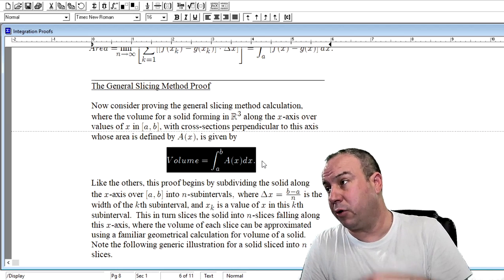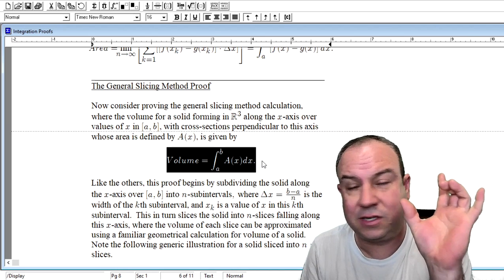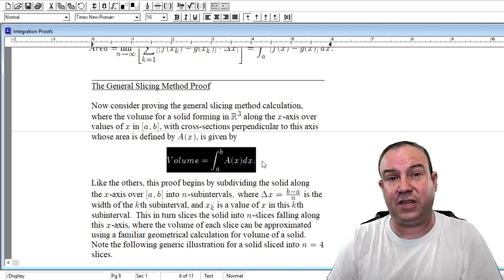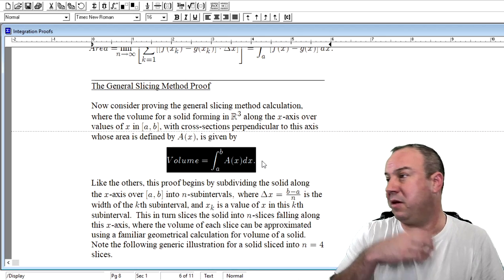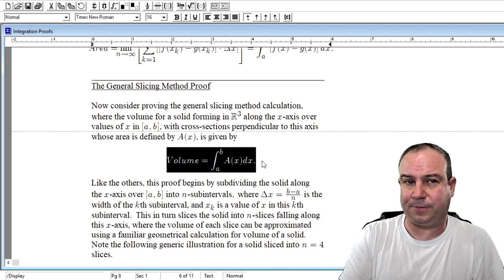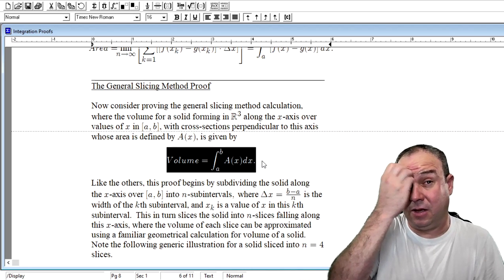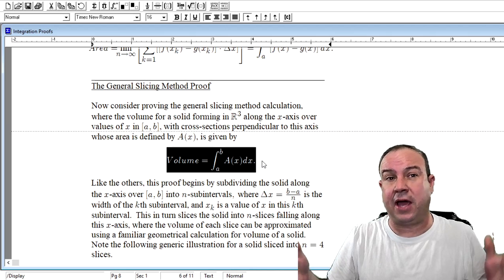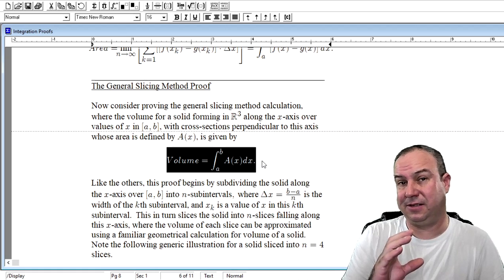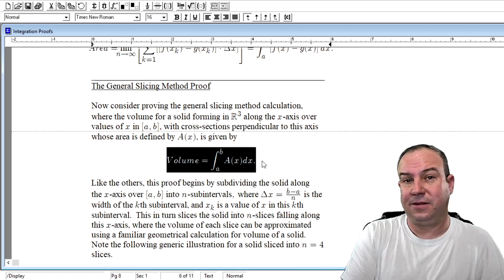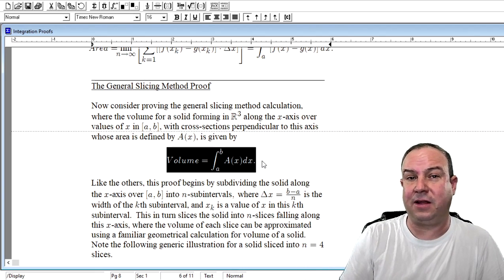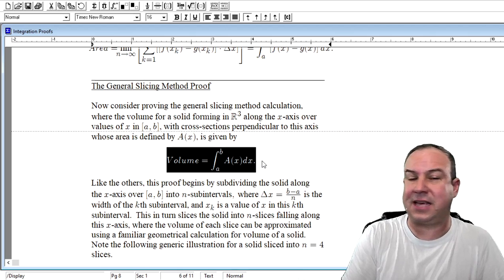And like the other proofs, we begin by subdividing that closed interval from a to b into n subintervals, where delta x again is going to be the width of each subinterval, and x sub k is going to be a value of x in the k subinterval. But in terms of our solid, when we subdivide our x-axis this way, it subdivides our solid into n slices. It slices up the solid along the x-axis, with each slice falling along the x-axis.